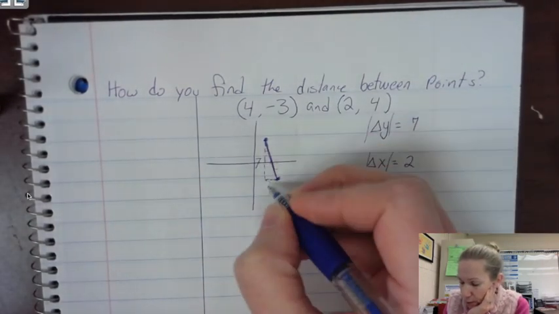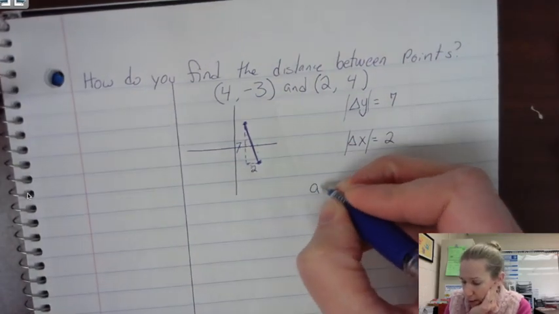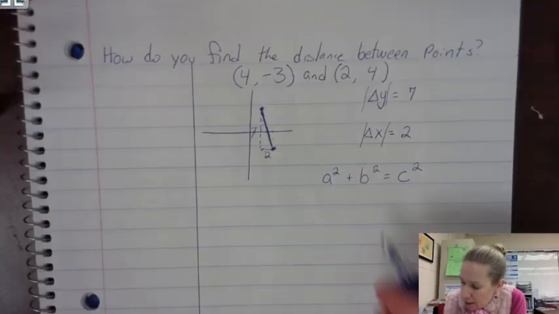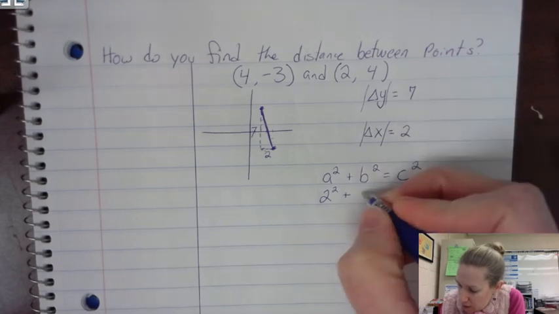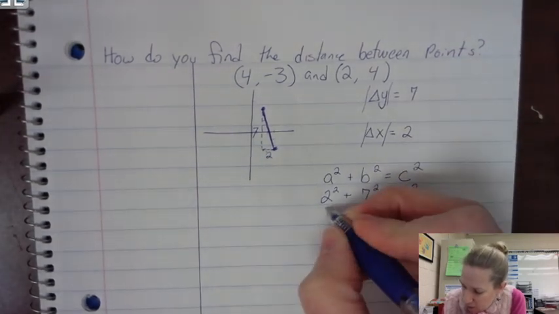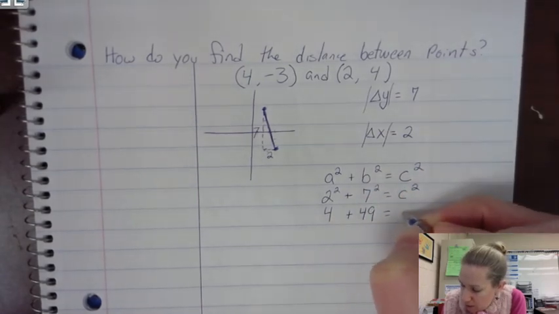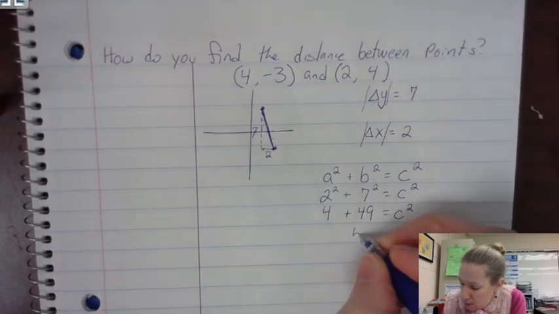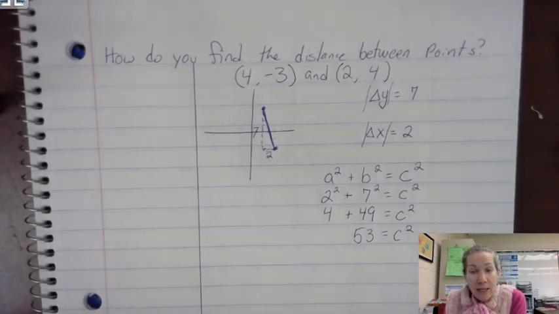And if you want to label them 7 and 2, that would work, but you're still going to use a squared plus b squared equals c squared. Now a squared, let's make that 2 squared, plus b squared, 7 squared, equals c squared. So 4 plus 49 equals c squared. So 53 equals c squared, but I need to find c.